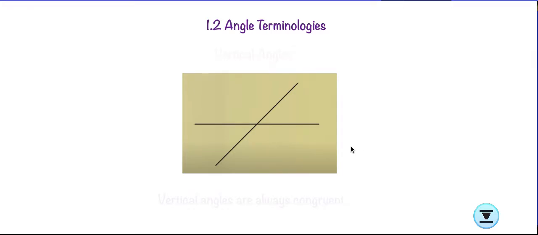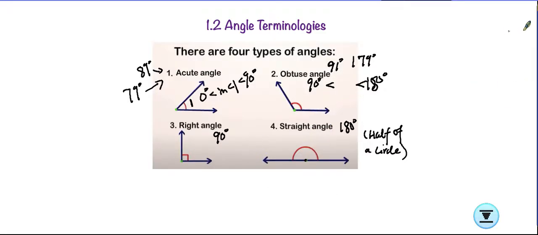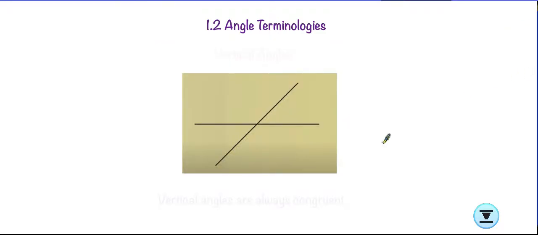In this part, we are going to go over some relations between two angles. Before, we talked about the basic types of the angle. In this part, we are going to look at what if we have more than one angle, and is there any special relation we are going to look at? So let's start the lesson.